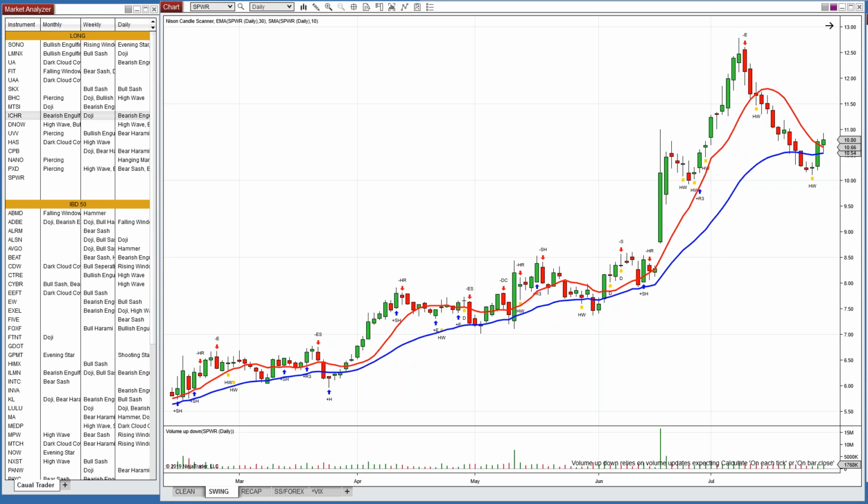Also, I had put the link up if you wanted more information about getting or jumping into the Nison Candle Scanner. A question that came in is, how do I learn how to use the scanner? And I'll tell you, upon purchasing the candle scanner, we do provide you with multiple resources that come with the purchase of the Nison Candle Scanner.